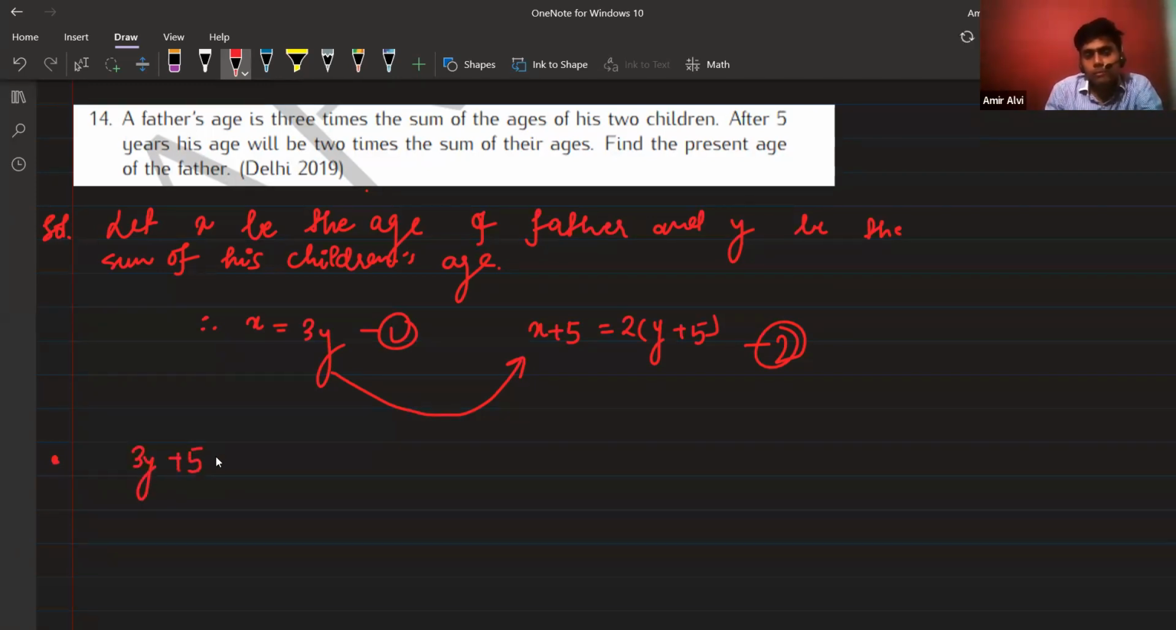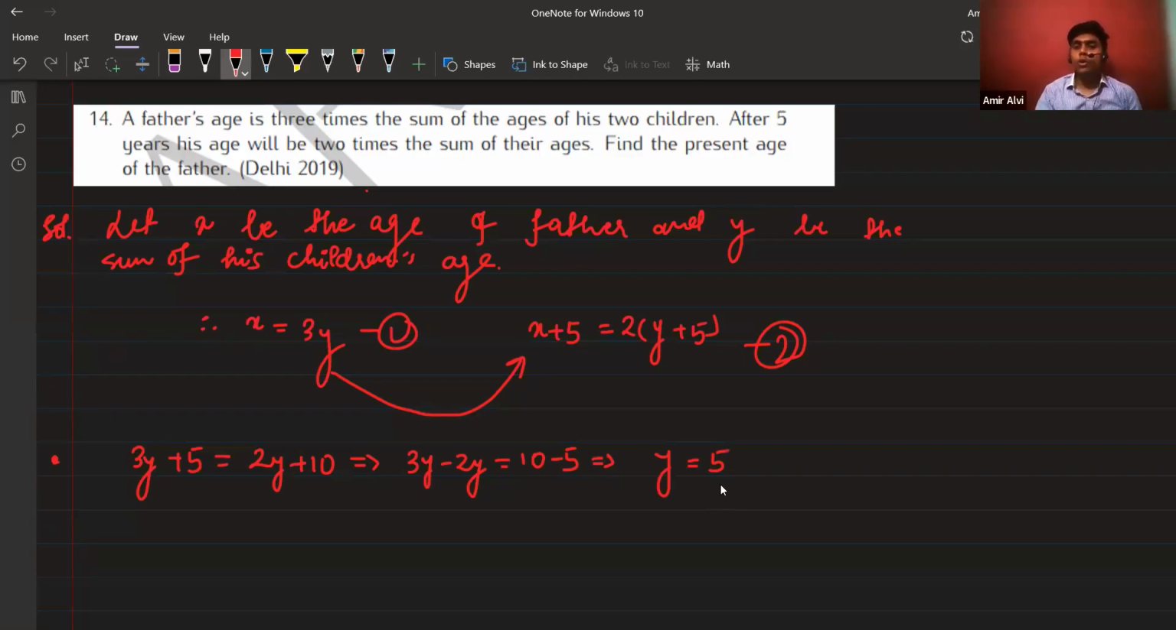3y plus 5 equals 2y plus 10. You can take the variable on one side and the constant on the other side. So 10 minus 5, so y equals 5. Basically, the sum could be 1 plus 4 or 2 plus 3.